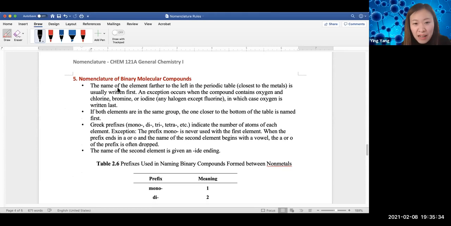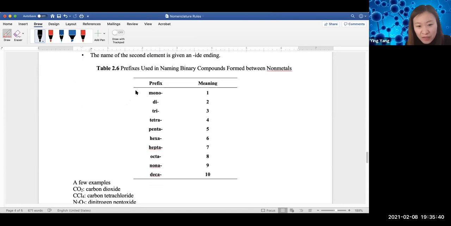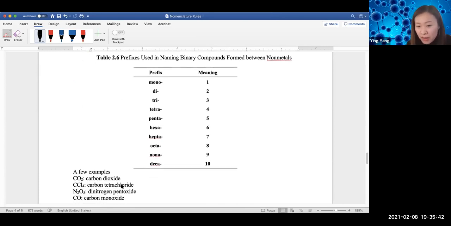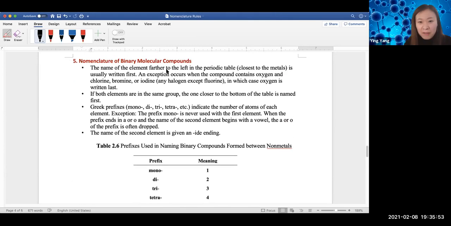The name of the element further to the left in the periodic table is usually written first. For example, CO2, carbon dioxide, and we write C first. We always write CO2. We don't write O2C, because the rule is that we write the element further to the left in the periodic table first, which is carbon, right? We'll come back to the exception later.